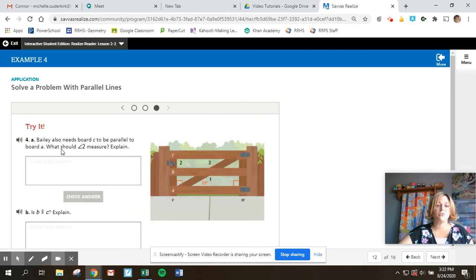Same thing, but now Bailey also needs board C to be parallel to board A. So these two top and bottoms need to be, what should angle 2 measure? So hopefully you figured out what angle 1 equals. Okay, and you already have that. We could deal with angle 3. We have this 90. What would angle 2 have to equal? If this is 90, angle 2, what would that be? Try to explain it to prove or to show that the lines are parallel. So what would angle 2 have to be to show that the lines are parallel?